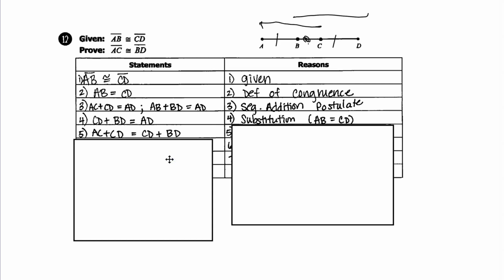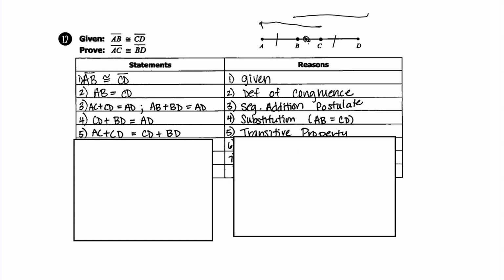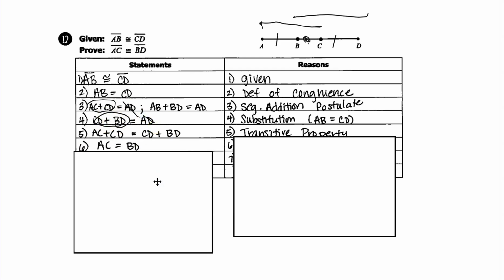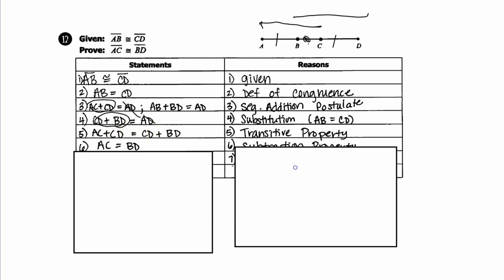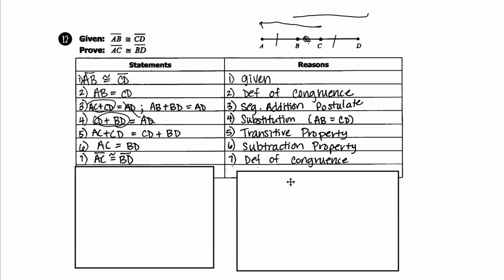AC plus CD equals CD plus BD. The reason is that is the transitive property. When we search it out again, right, you have AC plus CD, which is right here. And then you have CD plus BD. And see what's missing? Number 6, AC equals BD, right? We're just subtracting CD away from both sides. Then finally, we're adding a congruent sign for definition of congruence.